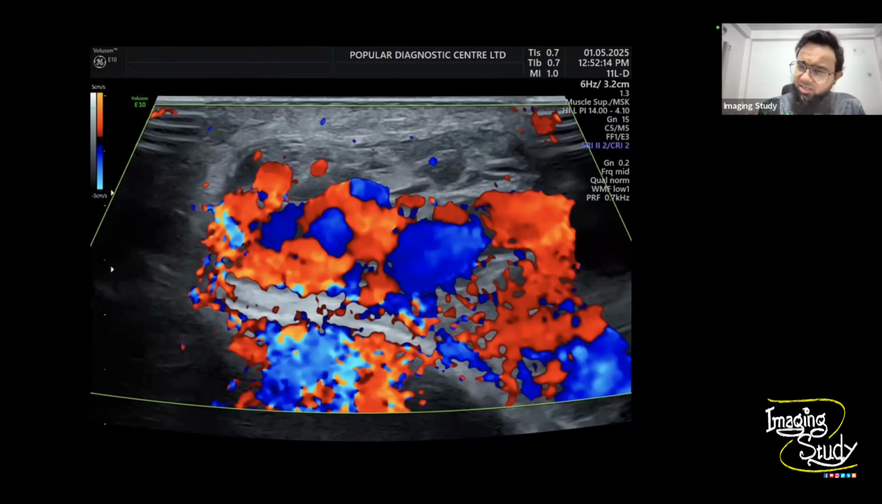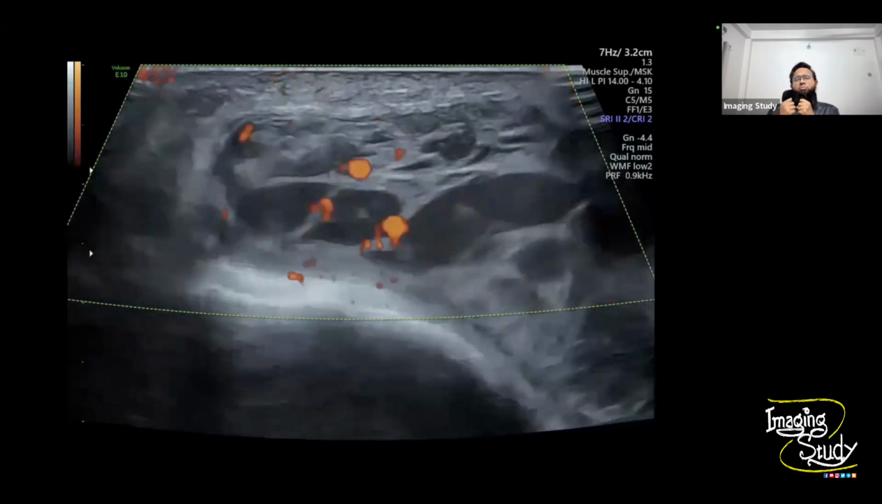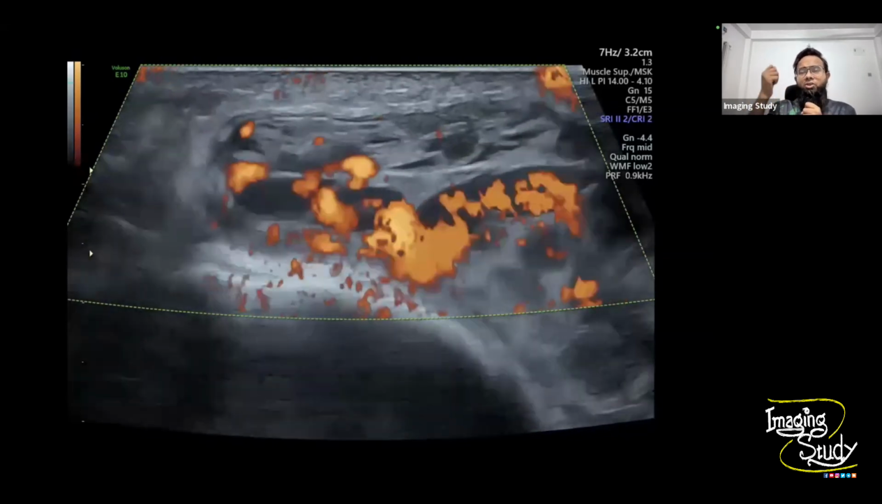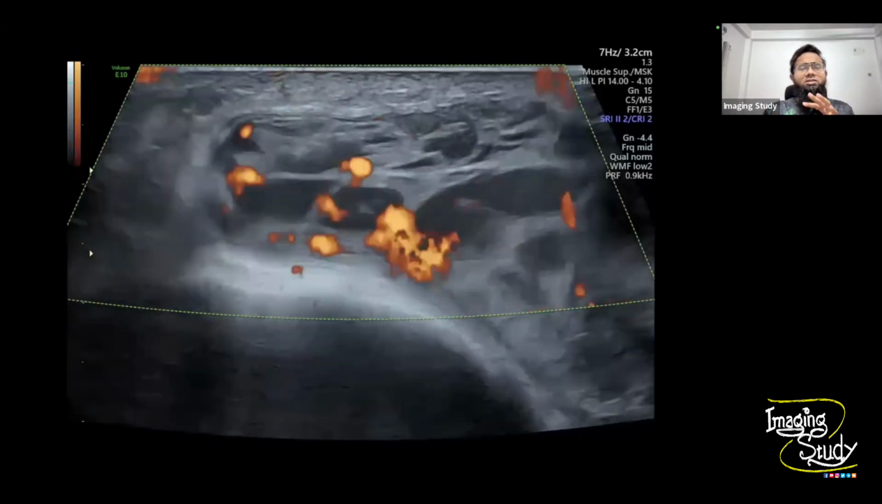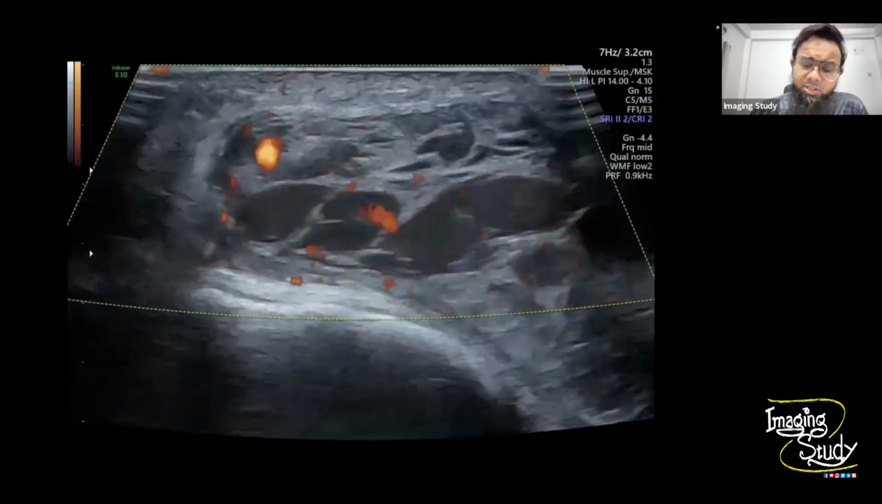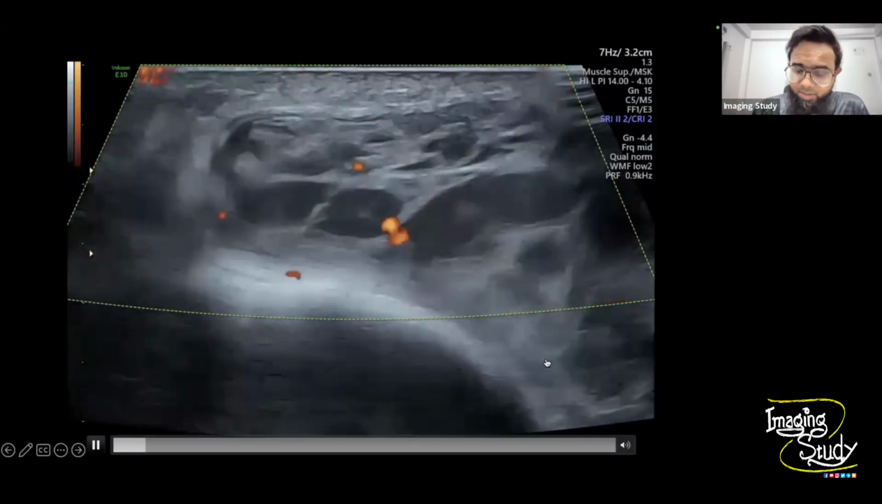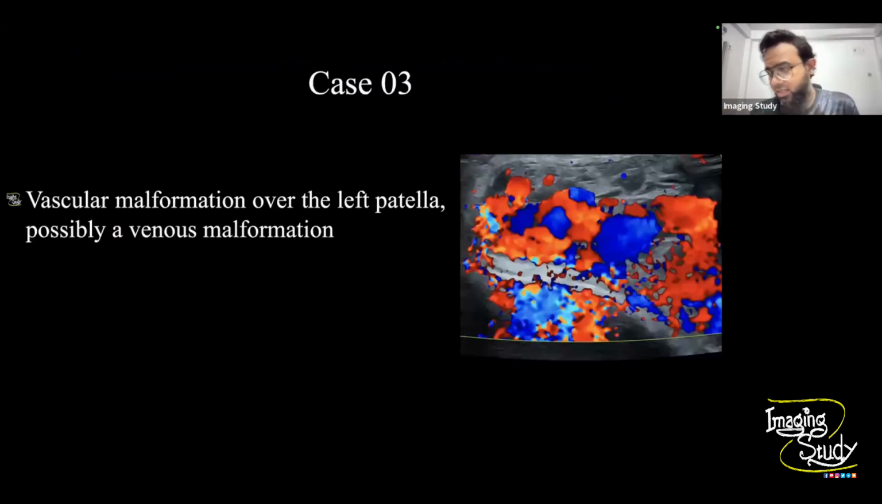I don't know how this patient got this atypical thing at 60 years of age. But yeah, this is a venous malformation. Let's see in real time. Now I'm using the power Doppler. I am very happy. So I want to enjoy compressing over this malformation. And now you can see it's just getting filled with the blood. So this is nothing but a venous malformation over the patella. Okay, so this is quite unusual to have a venous malformation at this age, at this location. So this is a vascular malformation over the left patella, possibly a venous malformation.